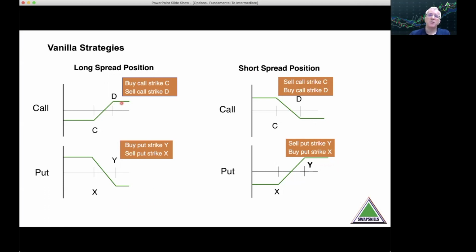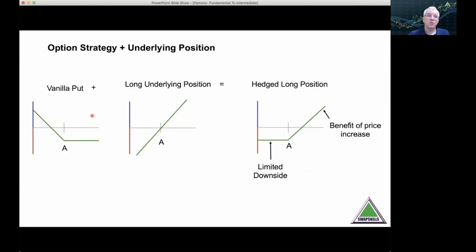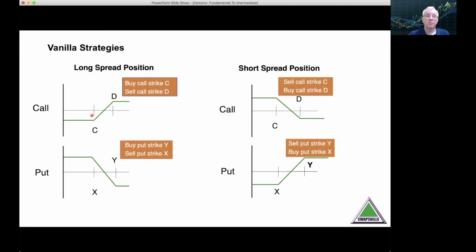Well, what's happened is you've combined buying a call with selling a call. Now if you buy a call, I'm going to charge you money, this premium here. But if you sell a call, I'll pay you some money back. Now what it means is your net premium between the two is going to be cheaper. Going to be less. Why would you do that?